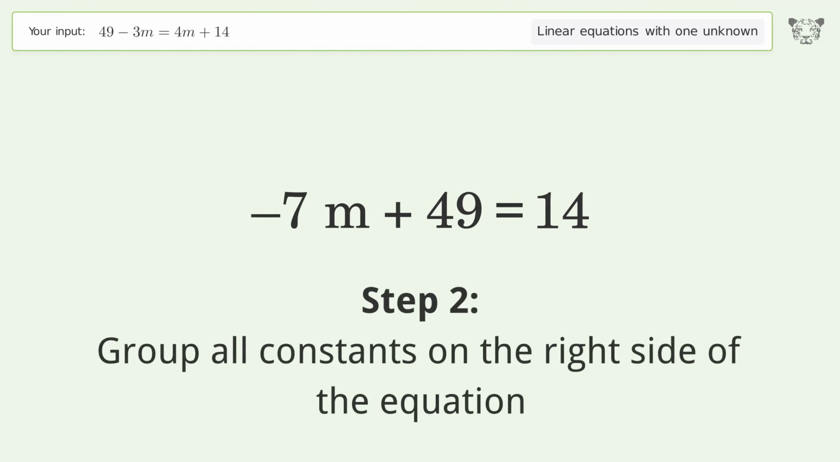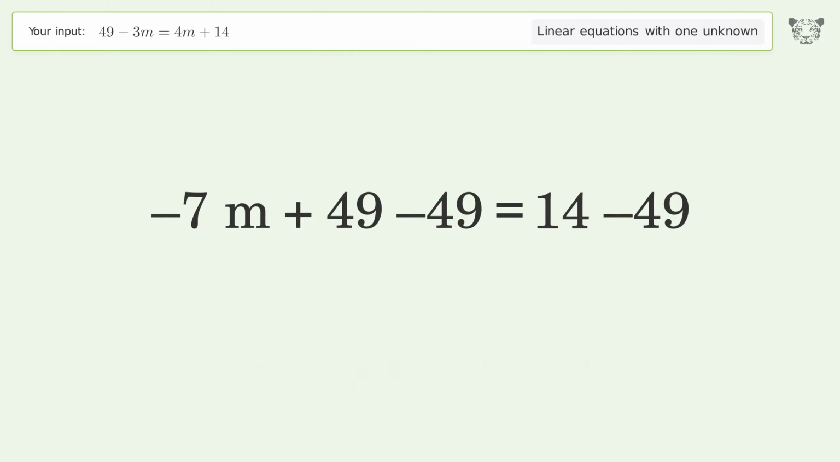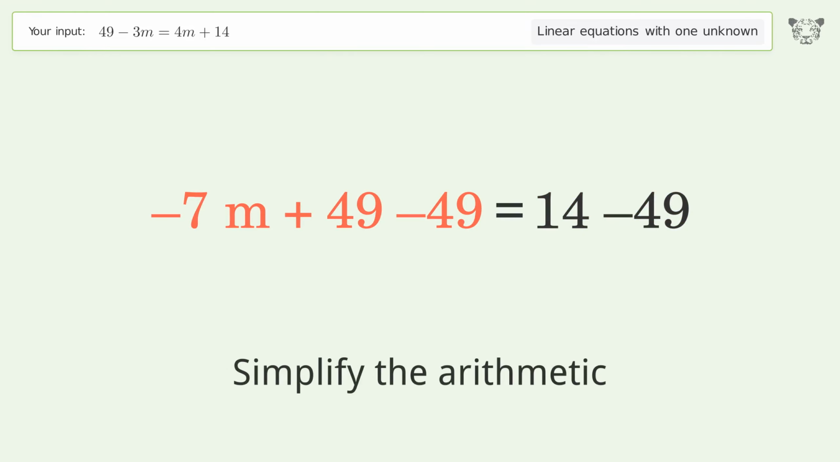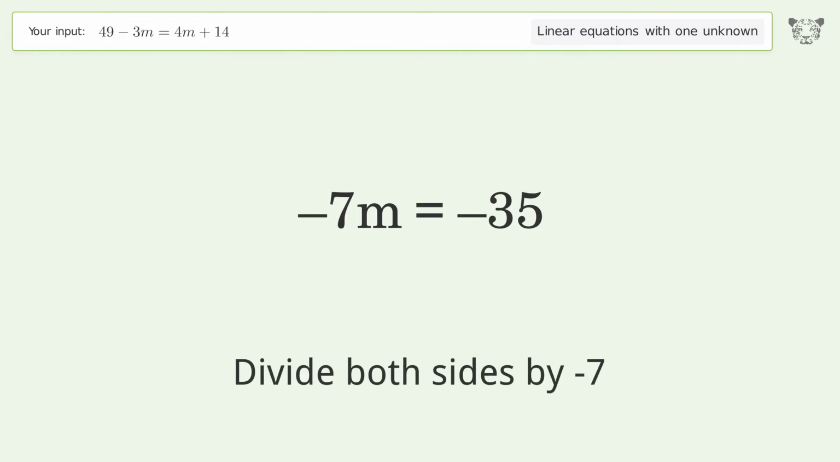Group all constants on the right side of the equation. Subtract 49 from both sides. Simplify the arithmetic. Isolate the m. Divide both sides by -7.